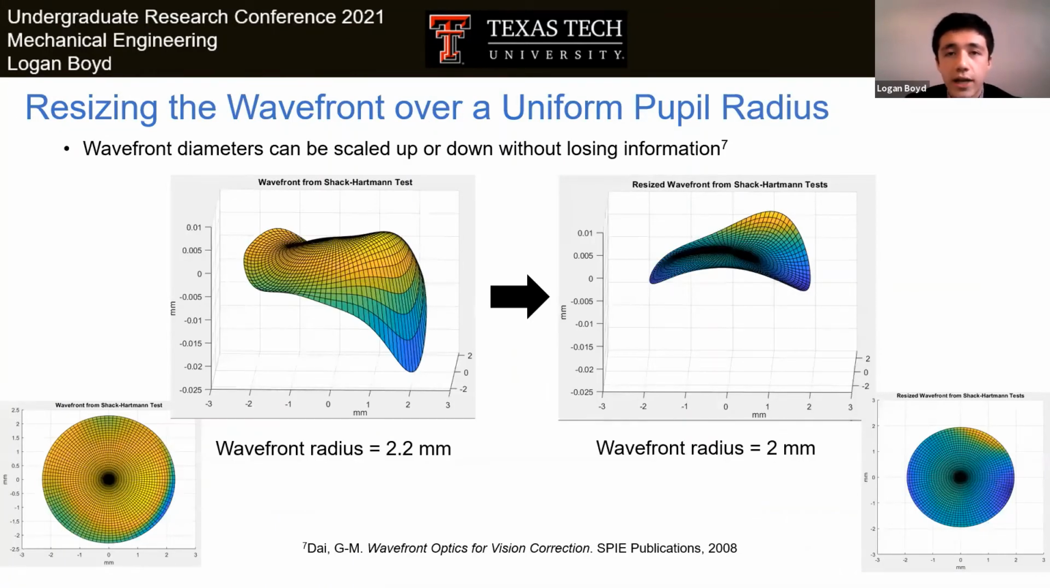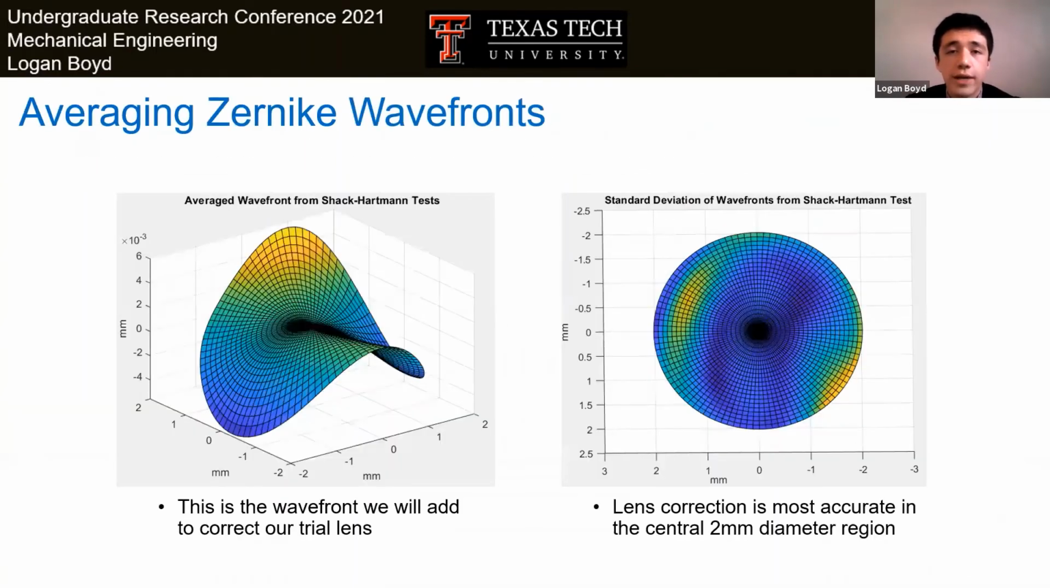Secondly, we need to address the different pupil radii. Before we average our wavefronts, we need to rescale all of our wavefronts to a single consistent pupil radius, and that is what you see here. We begin with a wavefront over a radius of 2.2 millimeters and redefine it over a radius of just 2 millimeters. Once we have resized all of our wavefronts, we can create an average wavefront. This is the shape we will add onto our patient's lens to create the correction.